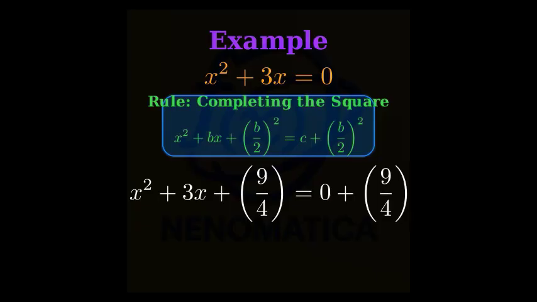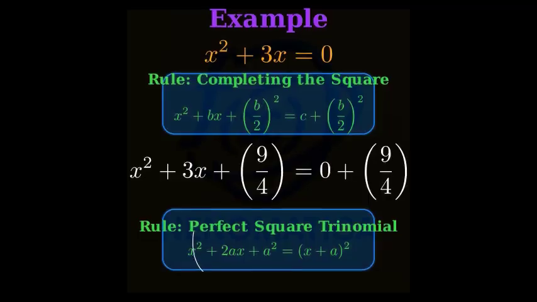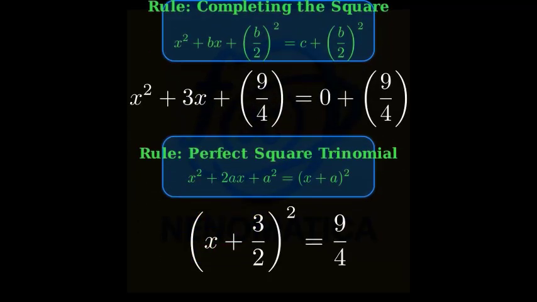Step 2. Rewrite the left-hand side as a perfect square trinomial. Show the perfect square rule. Apply it to obtain an equivalent squared binomial.